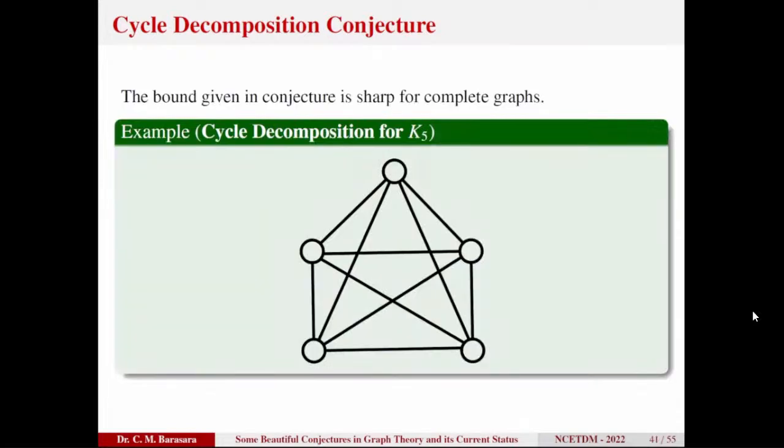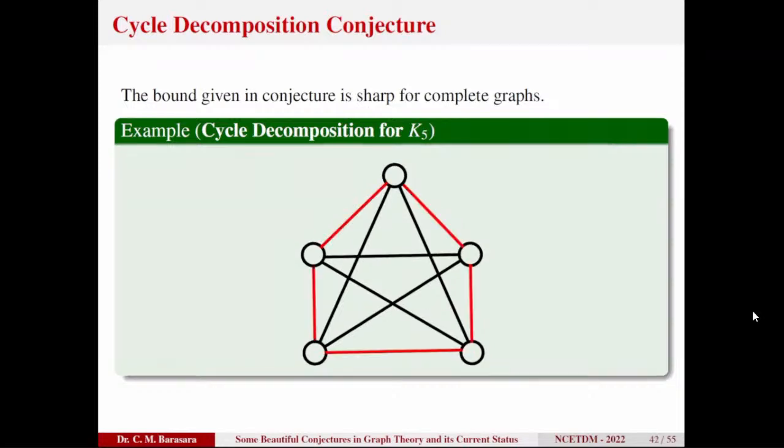And again, the bound given in the conjecture is sharp for complete graphs, as in this example I am demonstrating. To decompose K5 using cycles, n is equal to 5, so (n-1)/2 equals 2. We require 2 cycles. This is the first one, and this is the second one, to decompose the complete graph K5 using cycles.